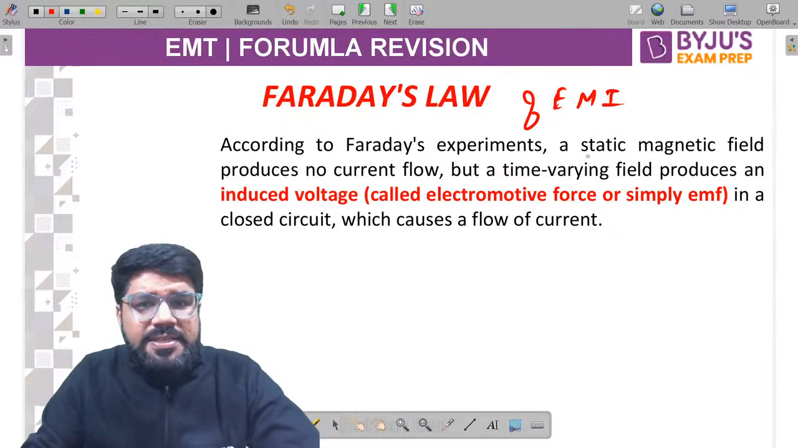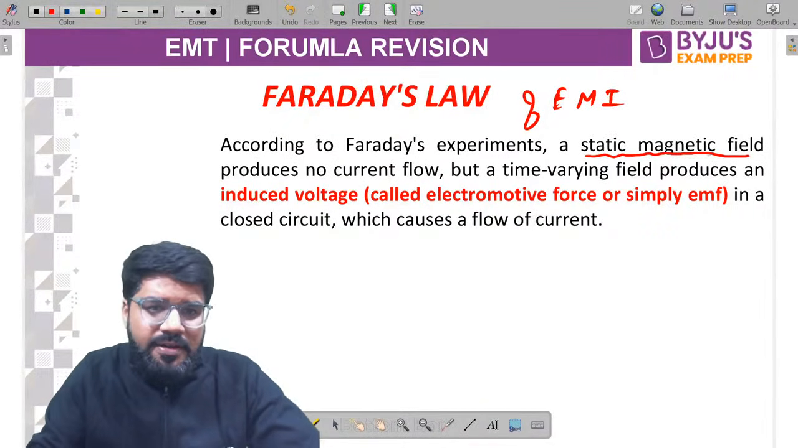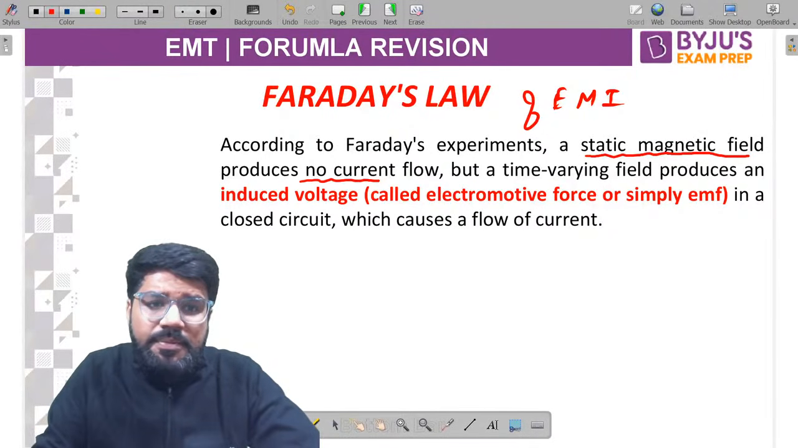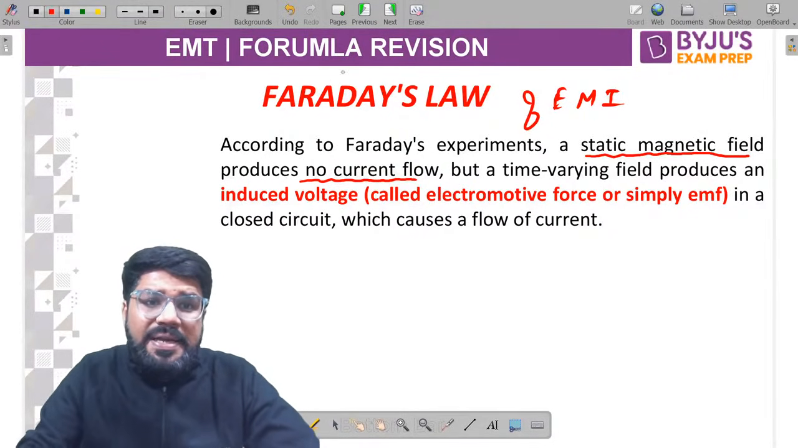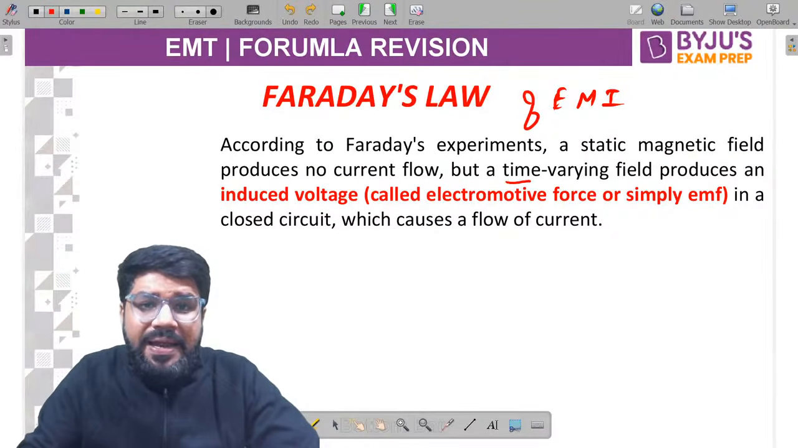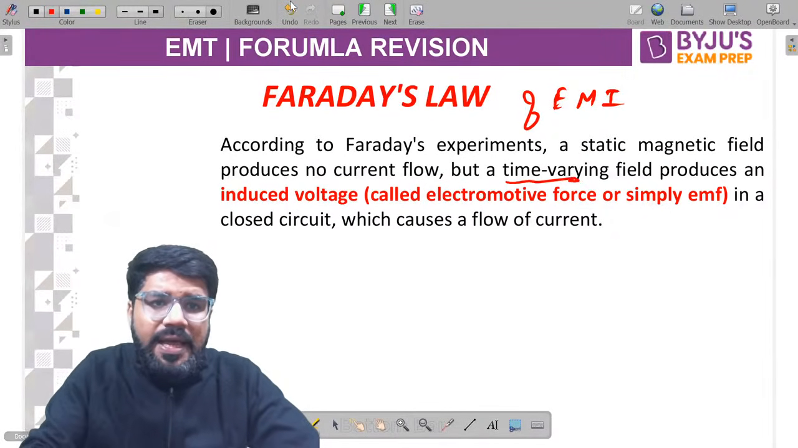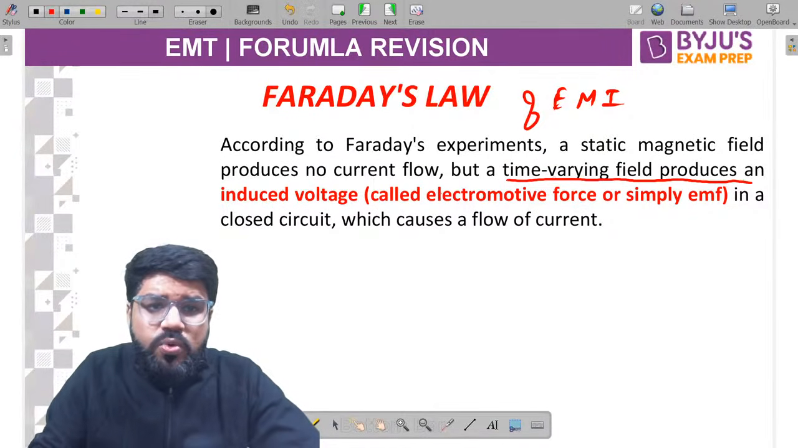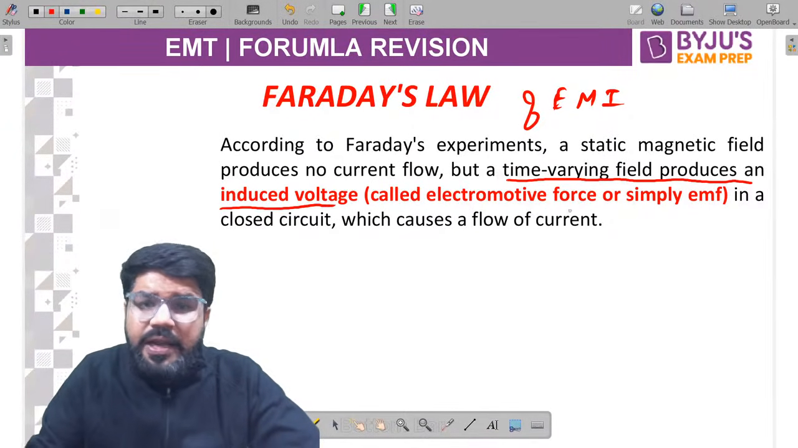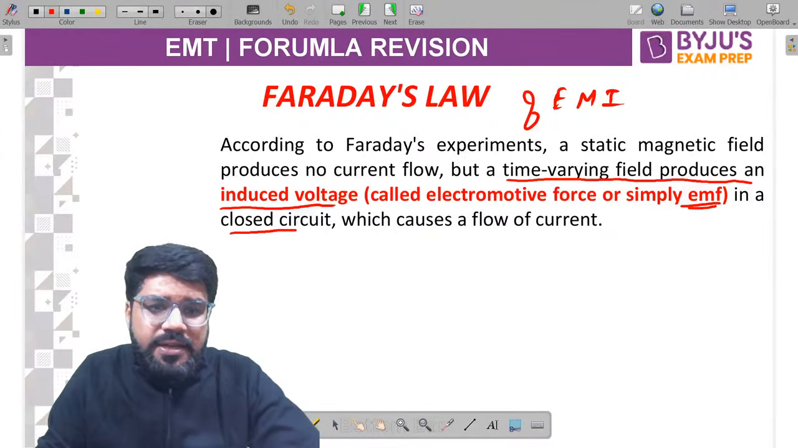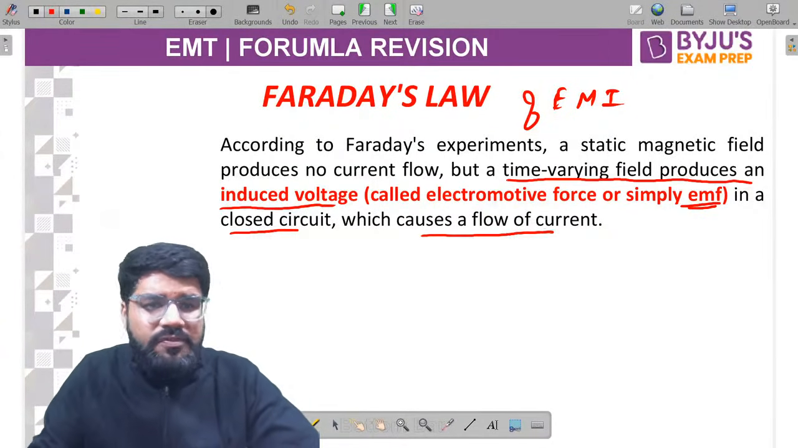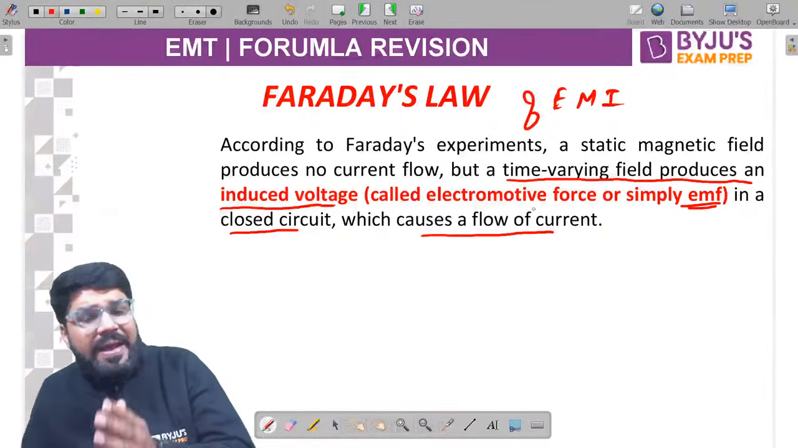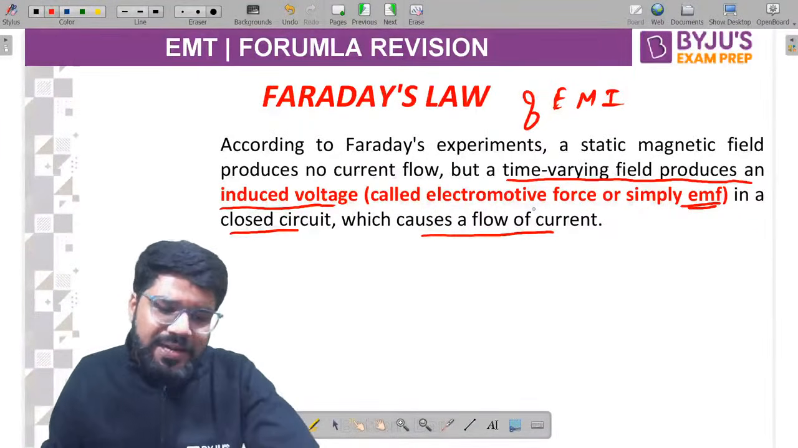Faraday stated that a static magnetic field produces no electricity, no current flow, but a time varying magnetic field produces an induced voltage, which is known as the EMF simply, in a closed circuit, and that causes a flow of current. So a time varying magnetic field can produce electricity.